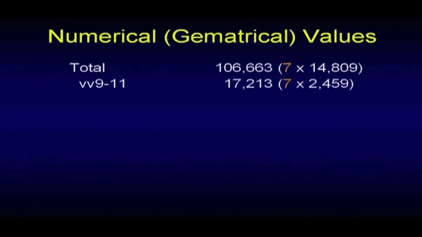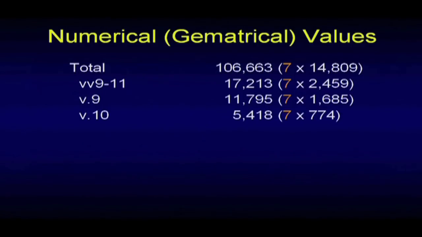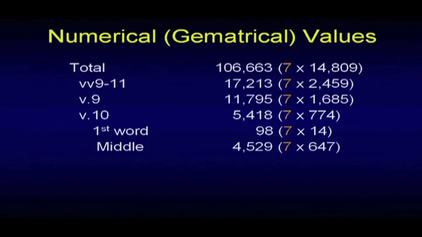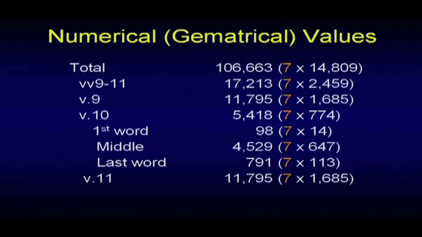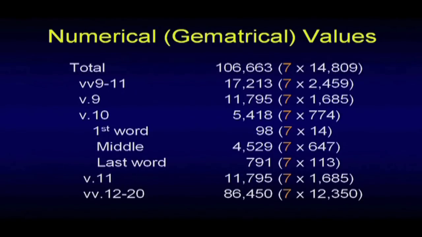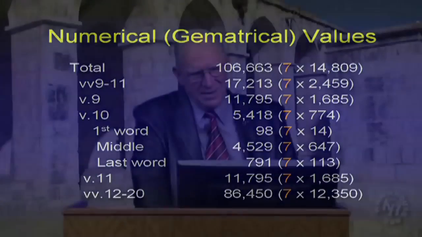The verses 9 to 11, the numerical value is a multiple of 7 exactly. Verse 9, multiple of 7 exactly. Verse 10, the first word, multiple of 7 exactly. The middle word, we're talking about verse 10 here. And then the last word. The first, the middle, and the last word, all are multiples of 7 exactly in terms of their numerical value. Verse 11, multiple of 7 exactly. And then from 12 to the end, the numerical value is a multiple of 7 exactly.